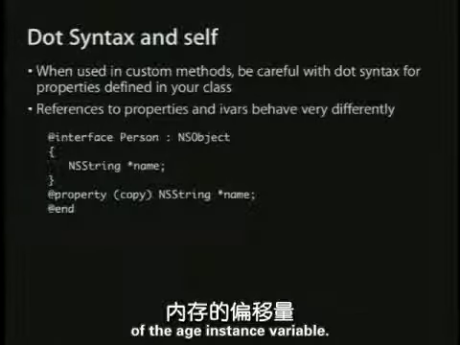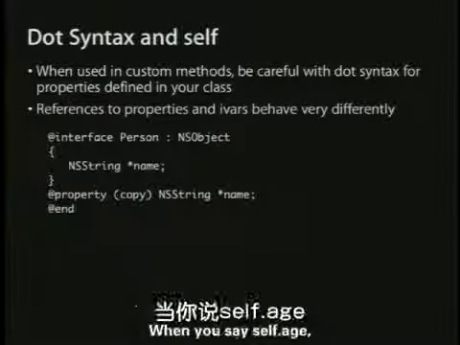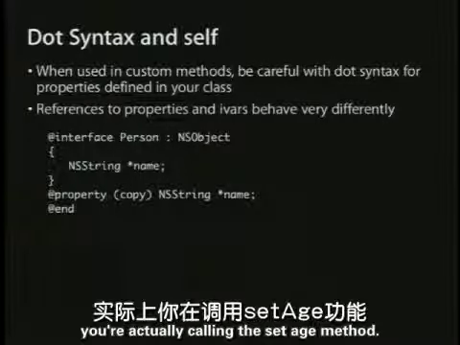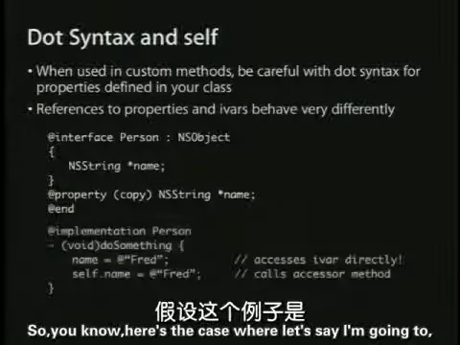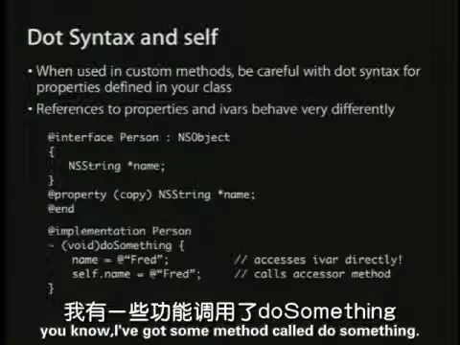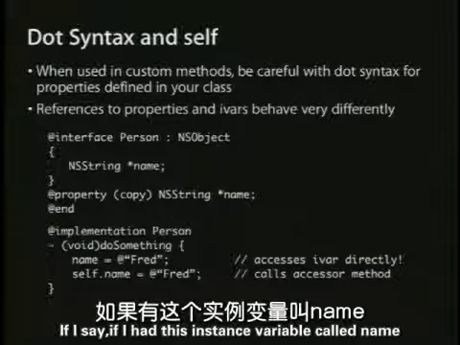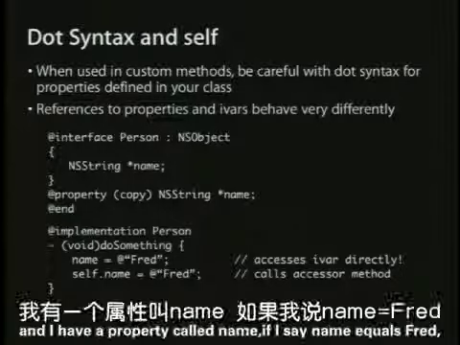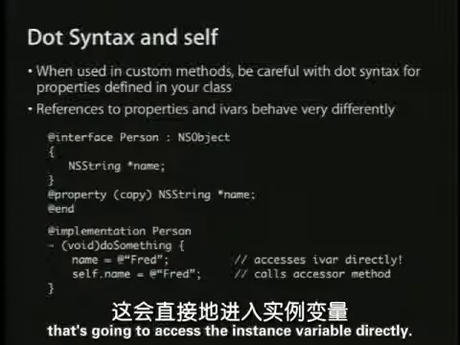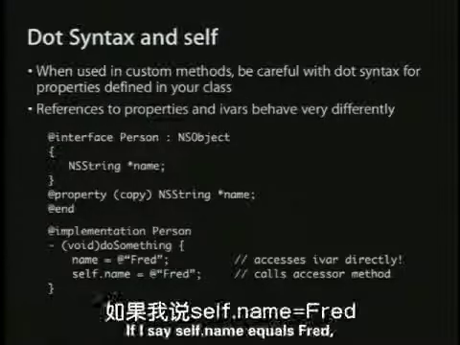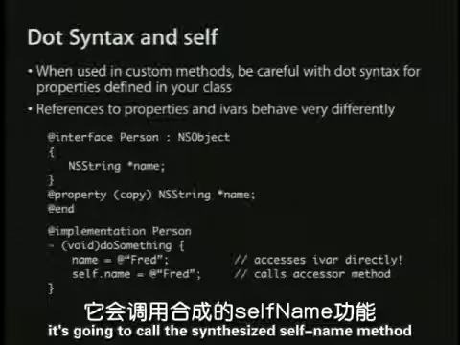Okay, so dot syntax itself. I want to talk a little bit about how an object uses dot syntax on its own object. You need to be conscious as you're doing this. In some languages, if you said self.age equals age, you're actually accessing the offset into memory of the age instance variable. In this case, you're not. When you say self.age, you're actually calling the setAge method.